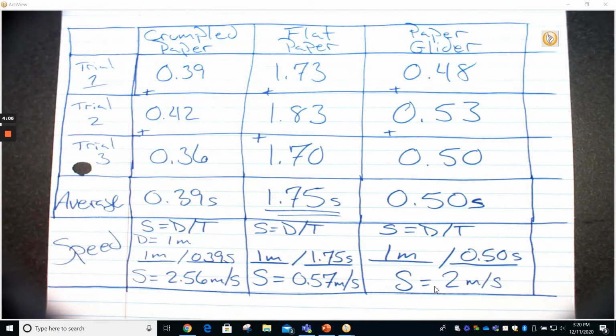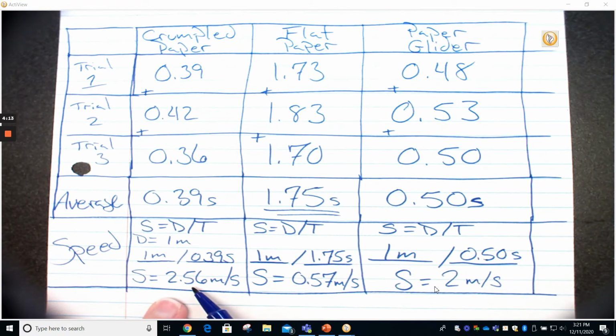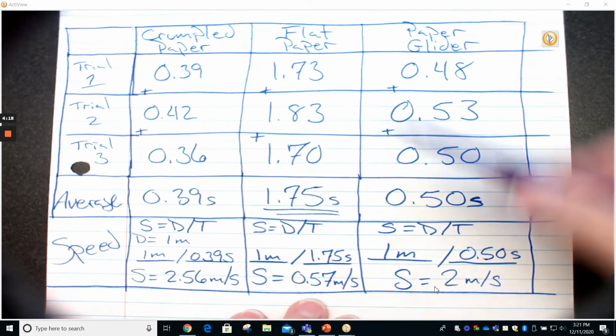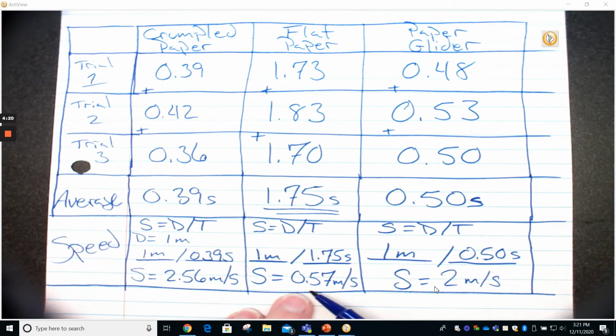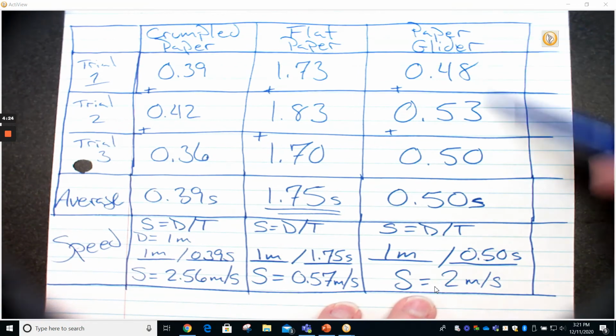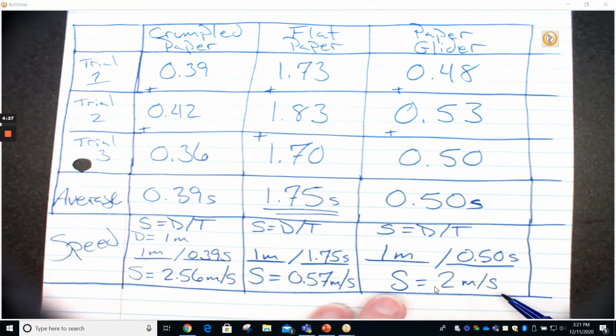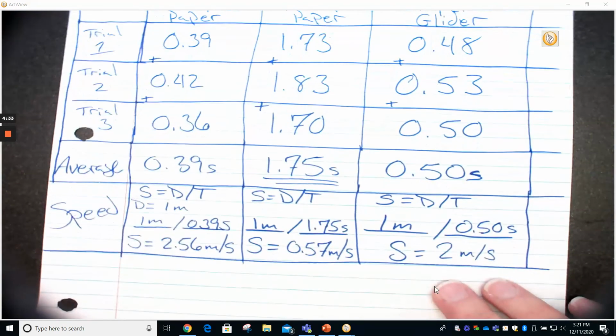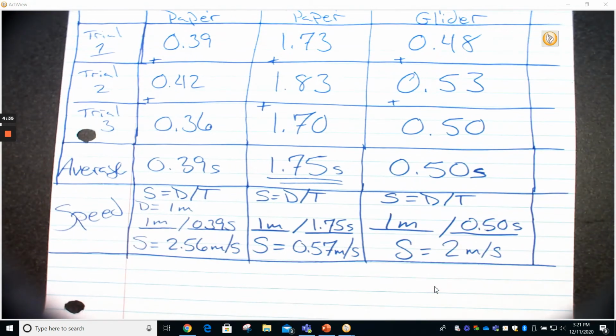So there you go, folks. That is how to figure out the speed of fall right here. Okay? The speed of fall for the crumpled paper was 2.56 meters per second. Speed of fall for the flat paper was 0.57 meters per second. And the speed of fall for the paper glider was 2 meters per second. Okay, well, now we need to know for your conclusion, after you put your data in the answers below, which one of these is moving faster?